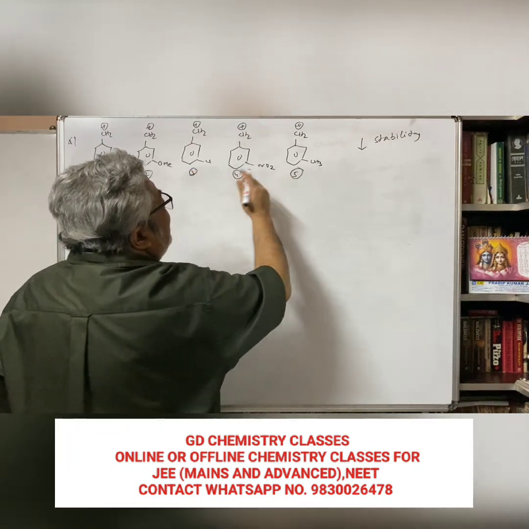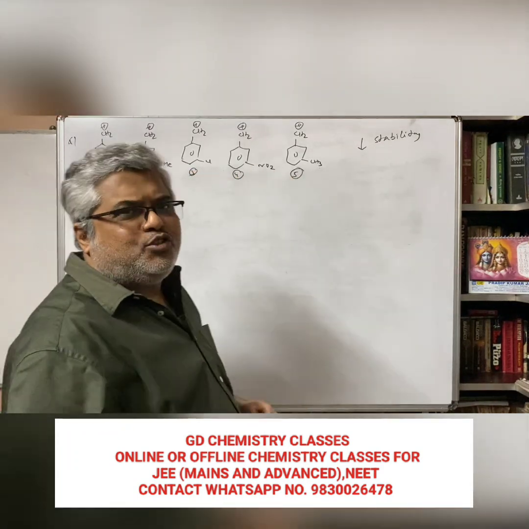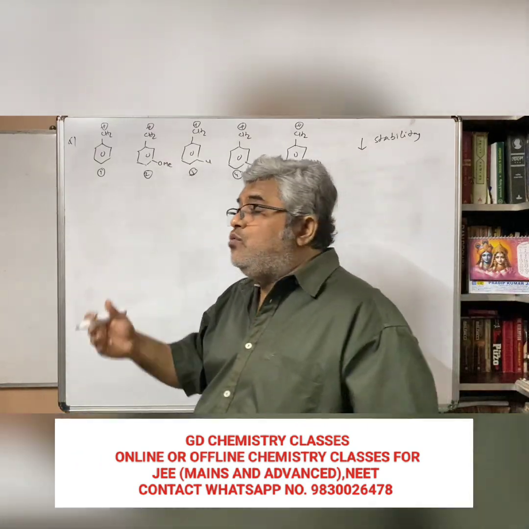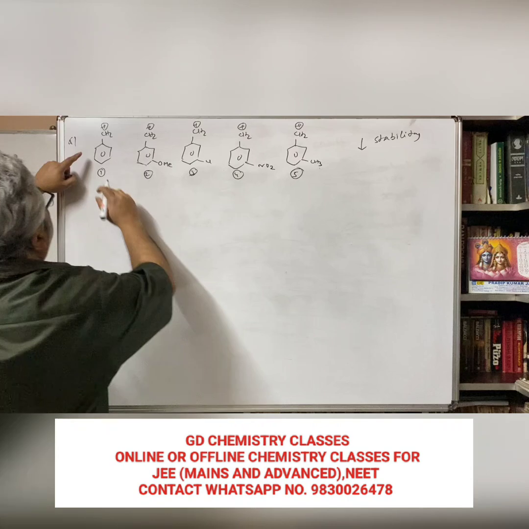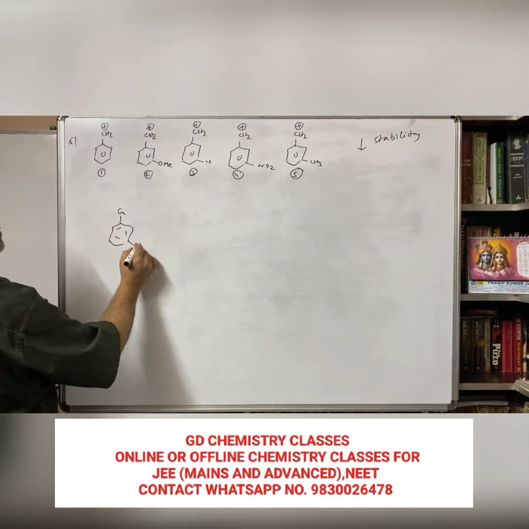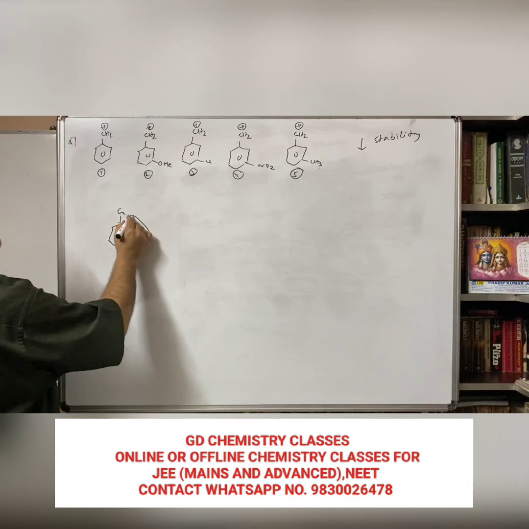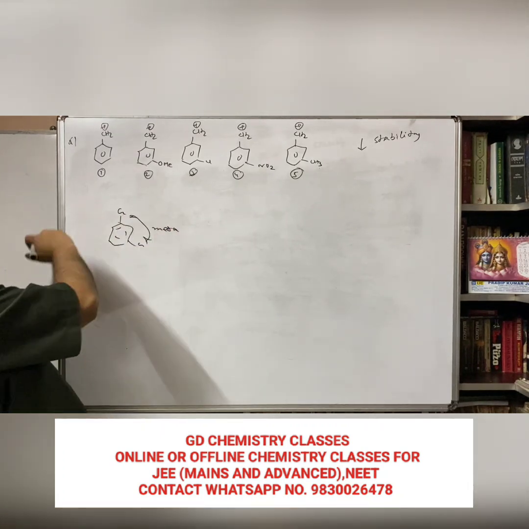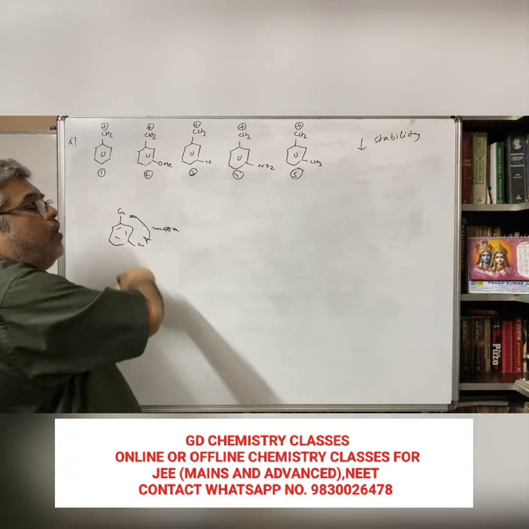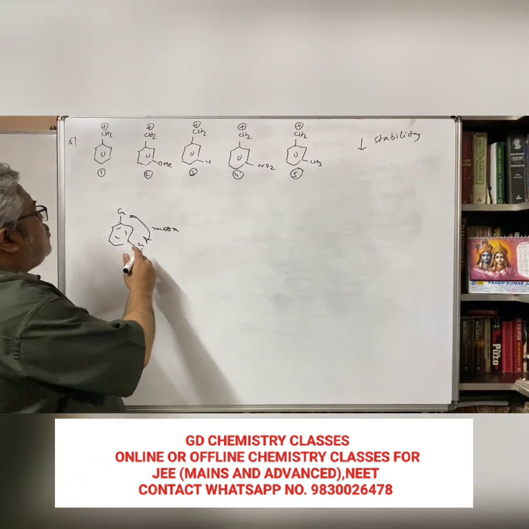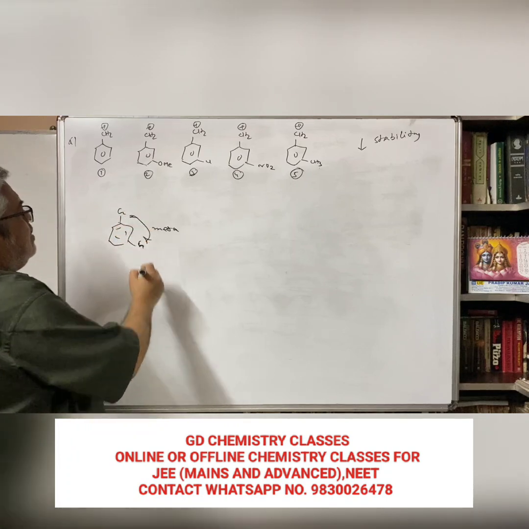Now, again another important concept. This is actually a board level concept which we have already done, I think, in class 11 level. Whenever two groups are meta with respect to one another, they don't enter into resonance. That means they are not involved in conjugation. Mesomerism won't occur whenever those two groups are meta to one another.